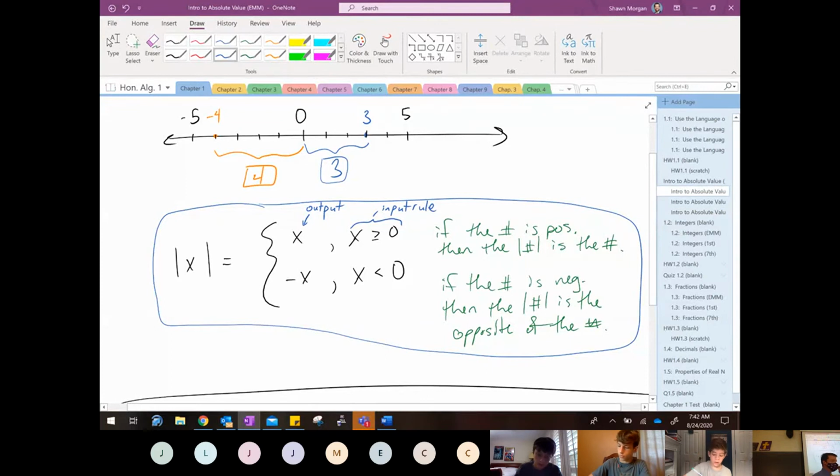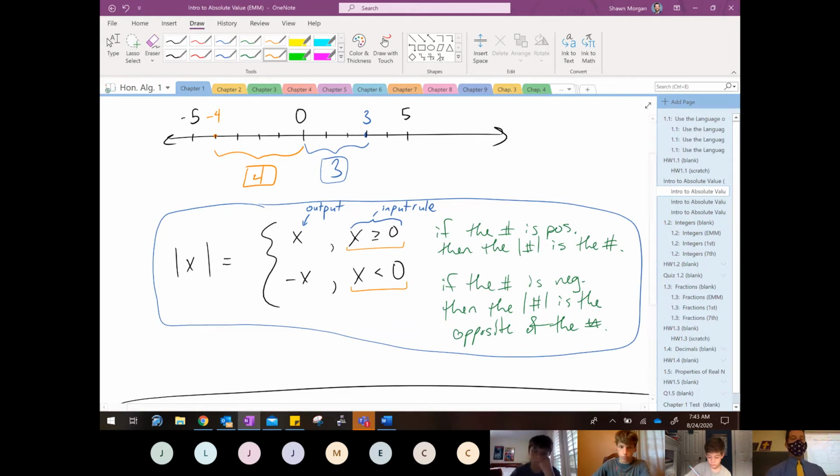If I were to ask you, and I'll get Joey to pick a number. I don't care what number you pick in the whole wide world. Pick a number. -47, okay? I need to check which input rule that falls under. So which input rule does it fall under? Is -47 greater than or equal to 0, or is -47 less than 0? Obviously, it's the second one, right?